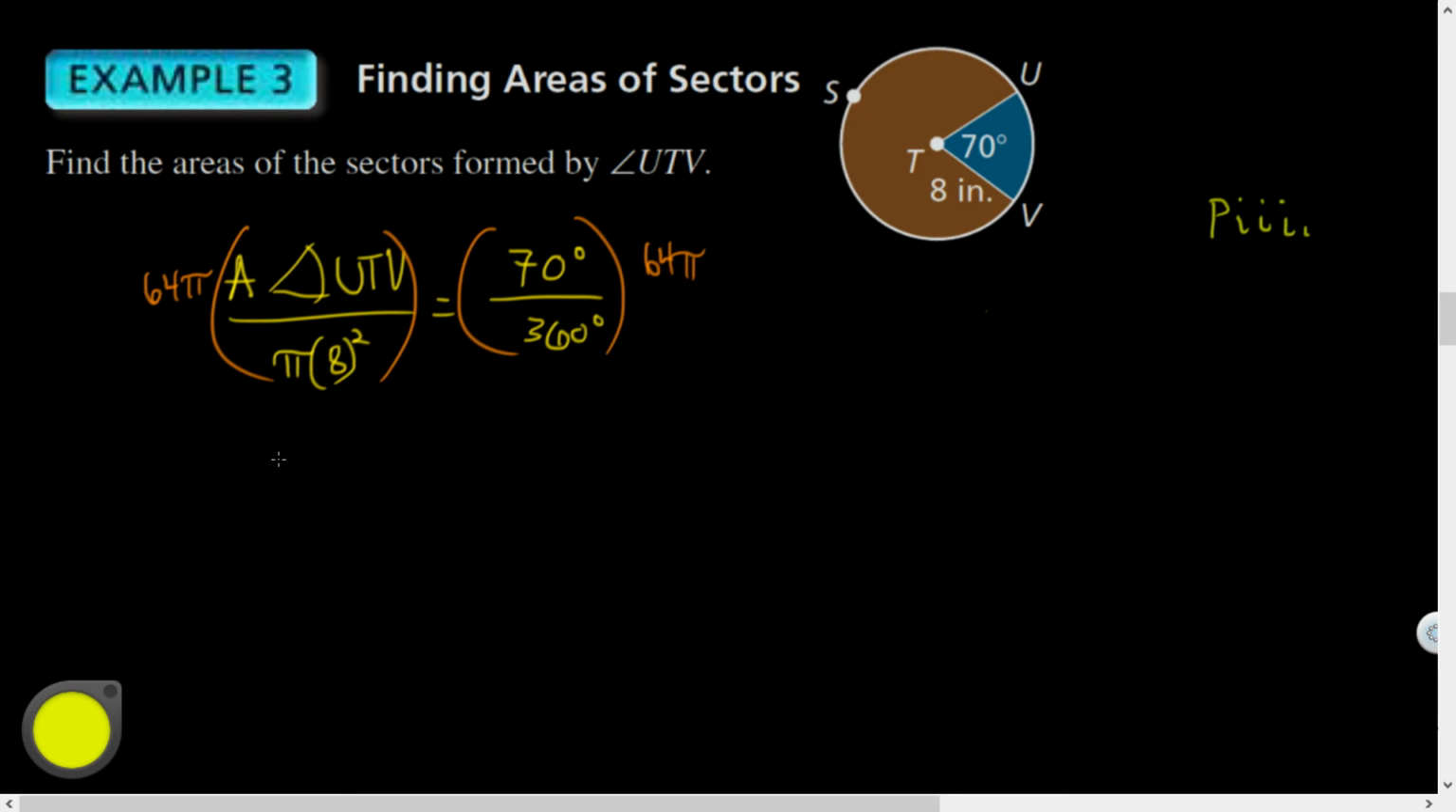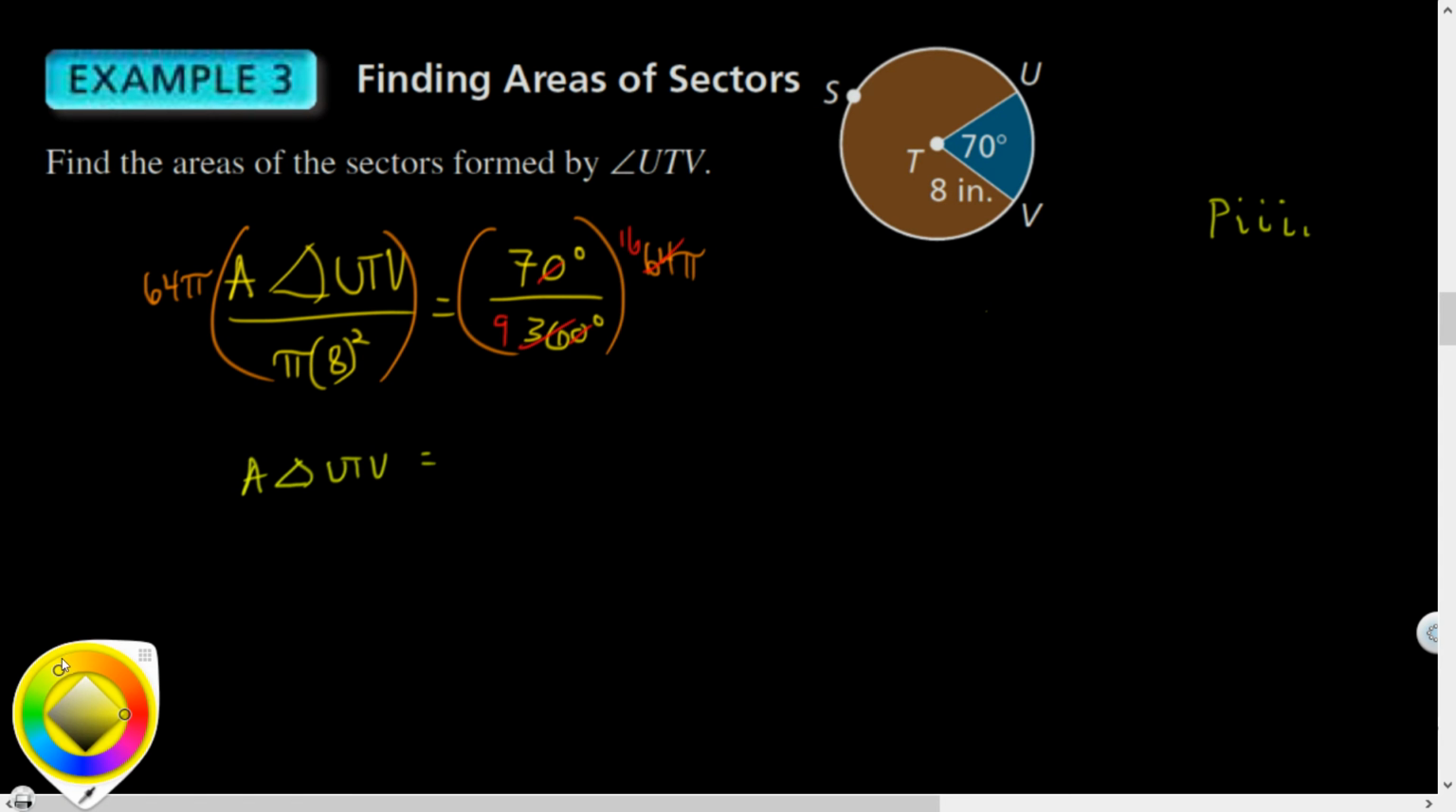The area of the sector UTV is going to equal 64 pi times, let's see, what's 70 over 360 reduced to? I can cross cancel the 64 and the 36. 8, 2, 4? 4. Yes. 4 goes into 36 9 times, and into 64 16 times. And I just got to do 16 times the 7, which is 70 plus 40, 102. I just did that in my head.